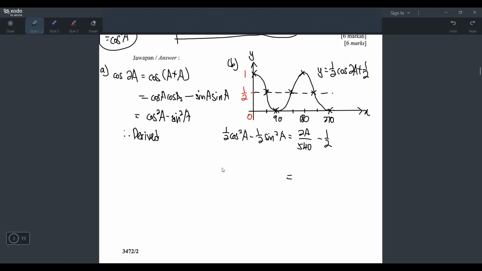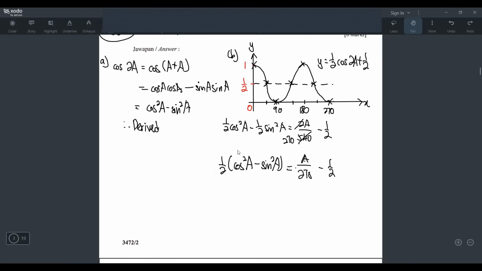First thing first, I will factorize out the 1/2. Factorize means divide. So we're left with cos square inside the bracket, here left with sine square inside the bracket, right? And then here is still the same 2a over, but the 2 and 540 can cut, right? So let's cut now. When you cut, what is 540 divided by 2? It will be 270, I think. So it will be a over 270 minus 1/2. All right. And maybe you will ask me, hey, sir, why did you take out the 1/2? Because cos square minus sine square is equivalent to cos 2a.